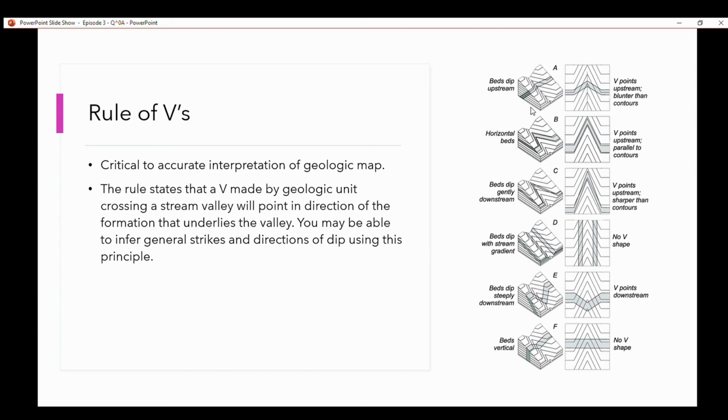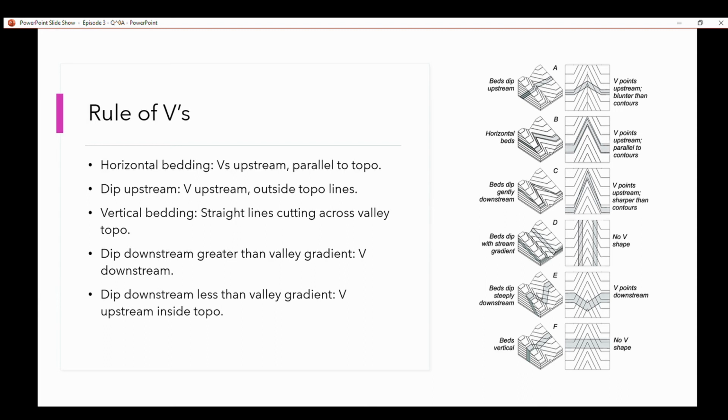Okay, so horizontal bedding, which is this one right here. It V's upstream, and the bedding planes are parallel to the topo lines. Dip upstream, which, let's see, it V's upstream and outside of the topo lines, which I believe is this one. Yeah. So when you have dip upstream, you have a V upstream, and that's A, and it's outside the topo lines.